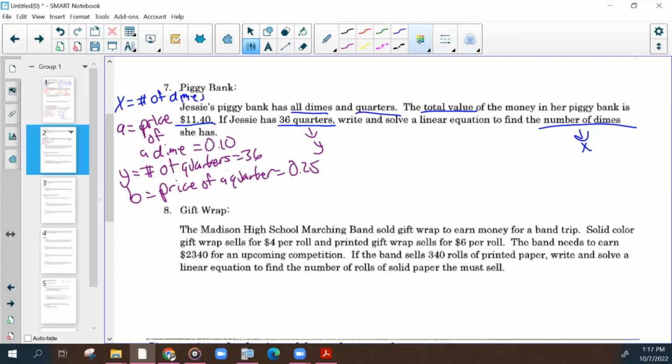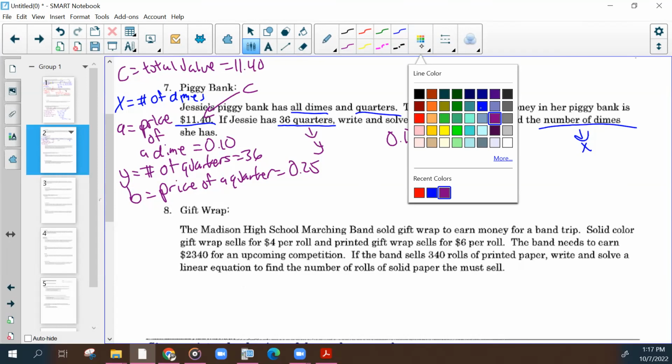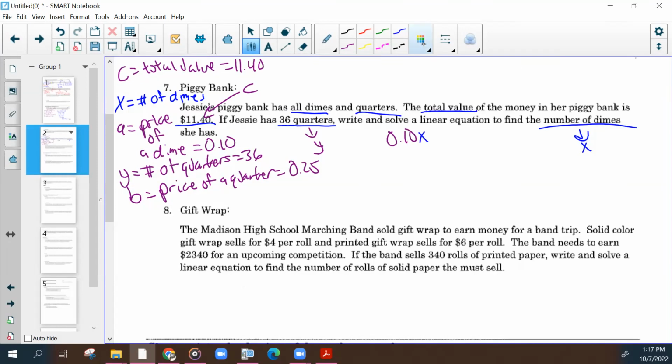And then our C would be the total value she has. I'm going to write that up here because I'm running out of space. If you were writing it within the problem, you would have your C, your Y, and your X, but you would still have to tell me what A and B are. Then we can start putting pieces together. We have A, the price of a dime, 0.10, times the number of dimes, which we don't know. We add that to the price of a quarter, 0.25, times the number of quarters, which is 36, to equal our total value, 11.40.